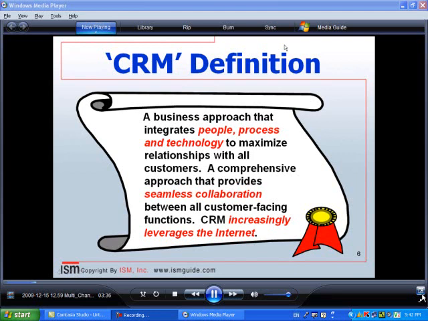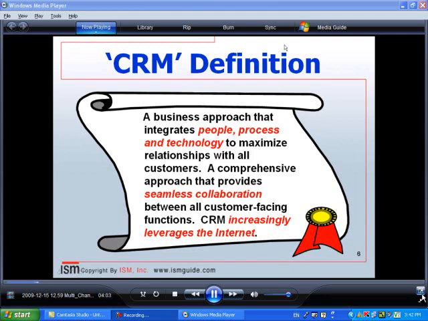In the definition, we talk about CRM being that comprehensive approach that gives a seamless integration or collaboration between different people that touch the customer, and those could be, again, from the channels like your customer service center, your sales personnel, they could be marketing departments, they could be the web, but everybody uses a comprehensive profile that I'll be alluding to later on in the webcast.